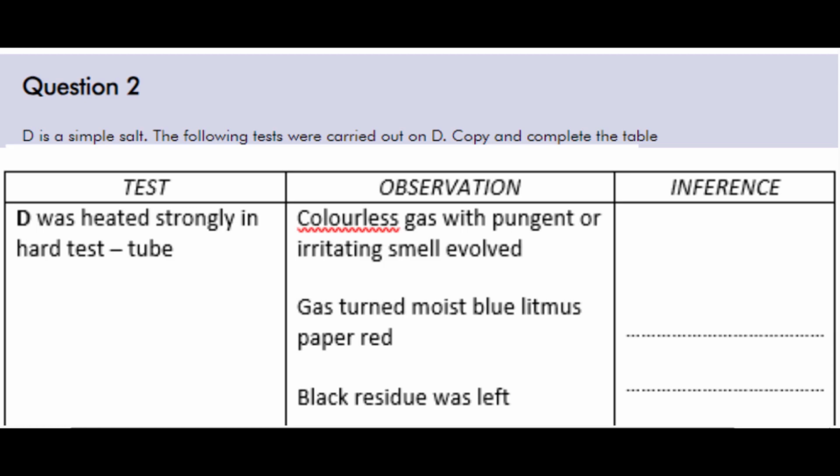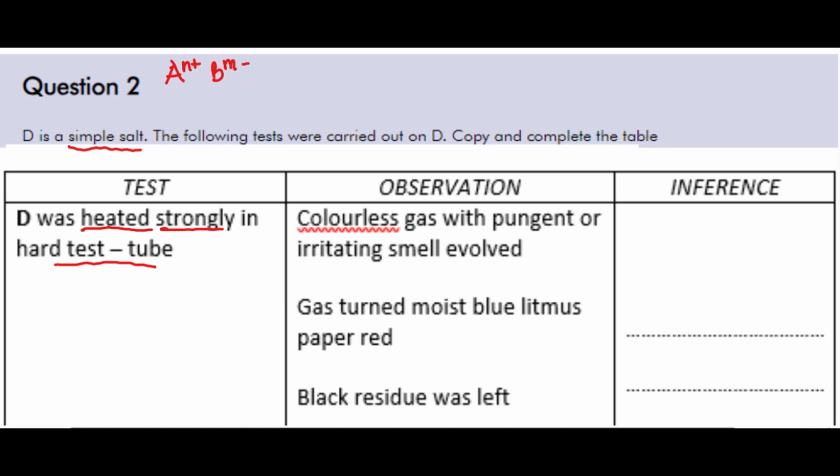First off, what are things to note here? D is a simple salt. For the fact that it is a simple salt, it means that it contains one cation and one anion. So, the following tests were carried out on D. Copy and complete the table. D was heated strongly in a test tube. Whenever a substance is heated, what is being tested for is the thermal stability.